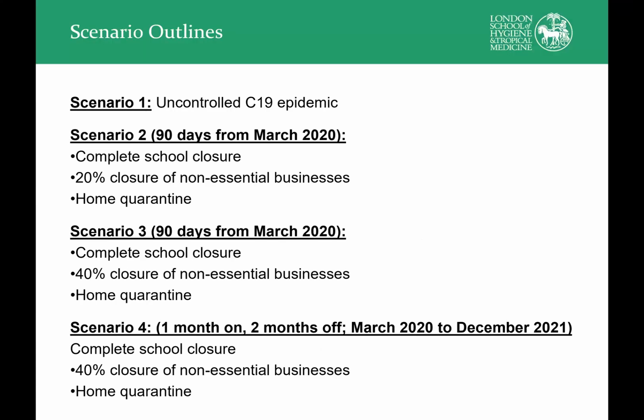So these are the scenarios that we actually model. The first is an uncontrolled COVID-19 epidemic in Pakistan. Our scenario 2 applies lockdown measures just from March to May 2020, and they include complete school closure, 20% closure of non-essential businesses, and home quarantine. Scenario 3 is the same as scenario 2, except we increase the non-essential business closures to 40%. And in our scenario 4, we apply the lockdown measures for 1 month on, 2 months off from March 2020 to the end of the simulation period. But the actual lockdown measures themselves are the same as scenario 3 with the 40% non-essential business closures, school closures and home quarantine.